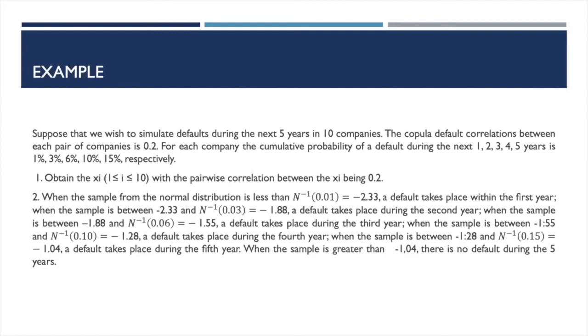We then convert the xi to Ti, a time to default, when the sample from the normal distribution is less than N^-1(0.01). This is equal to minus 2.33. We can see that every time a number is less than N^-1 of the cumulative probability, the time to default is going to change.